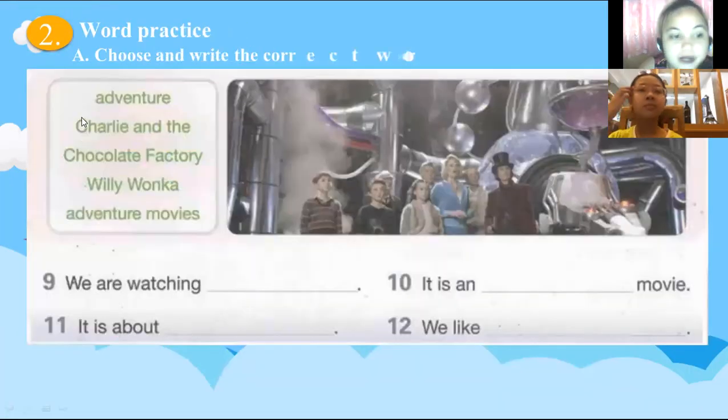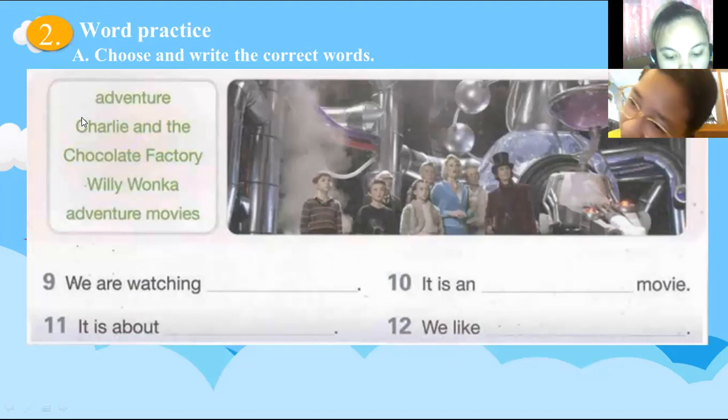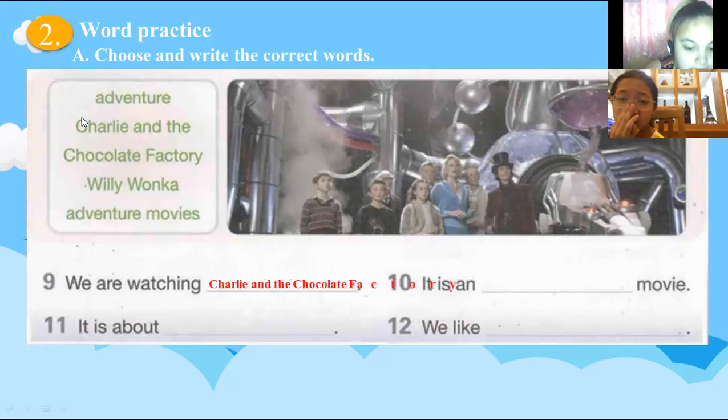Okay, now let's have activity number two. Oh, this is the continuation. So choose your answers from Adventure, Charlie and the Chocolate Factory, Willy Wonka, or Adventure Movies. Okay, number nine. We were watching. Oh, what do you think is the title of the movie? I don't know that movie. You choose there. Charlie and the Chocolate Factory. Yes, correct.